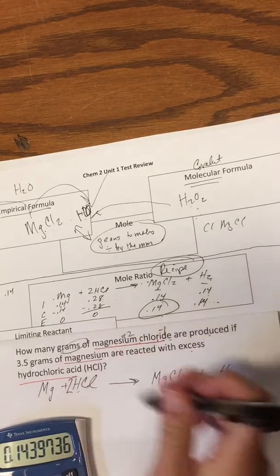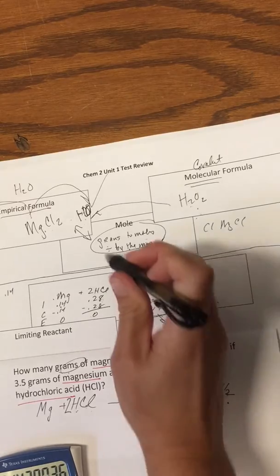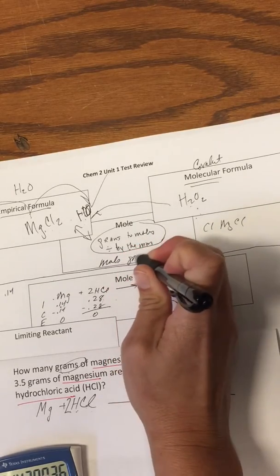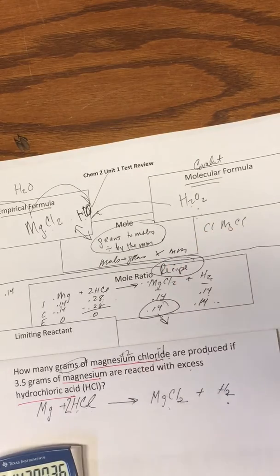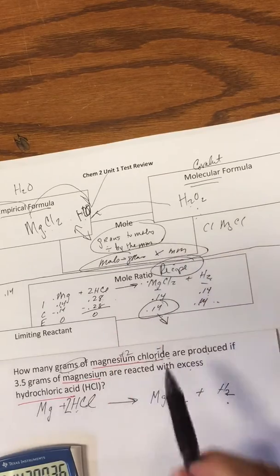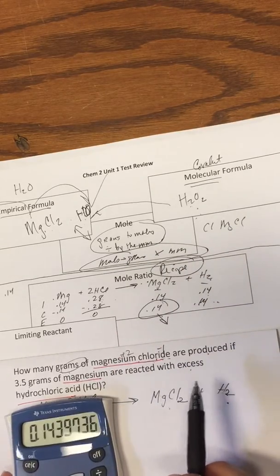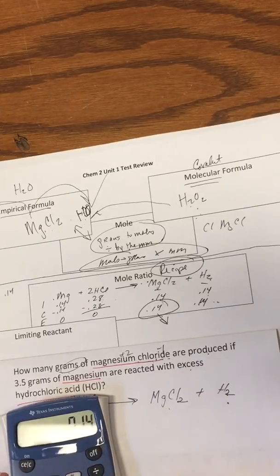Well, how do we go from moles to grams? Moles to grams, we multiply by the molar mass, okay? Again, easy enough. Grams to moles divide, moles to grams multiply. Know that inside out and backwards. It should be automatic, so you don't even have to think about it.